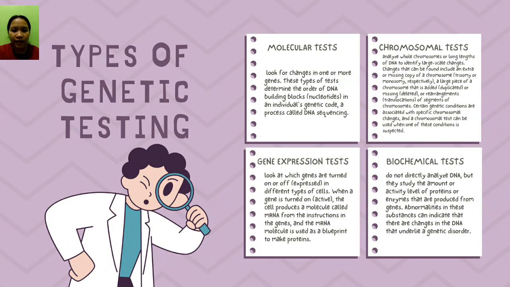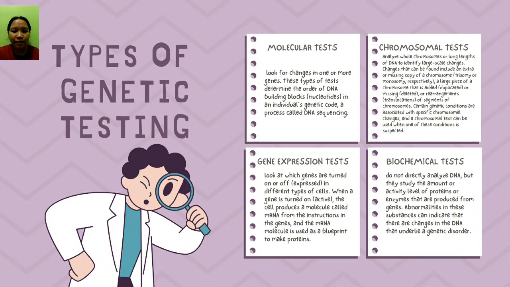The chromosomal test analyzes whole chromosomes or long lengths of DNA to identify large-scale changes. Changes that might be found include an extra or missing copy of a chromosome, a large piece of chromosome that is duplicated or missing, or rearrangement of segments of chromosomes. Certain genetic conditions are associated with specific chromosomal changes, and a chromosomal test can be used when one of these conditions is suspected. For example, Leah syndrome is caused by a deletion of a section of chromosome 7.